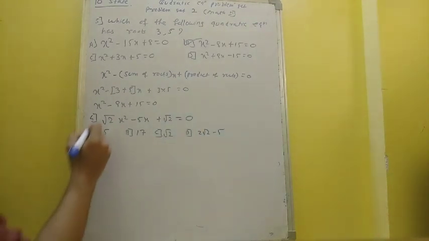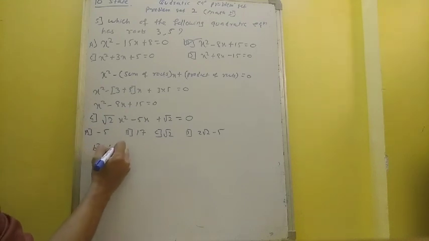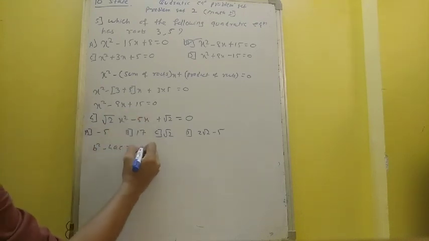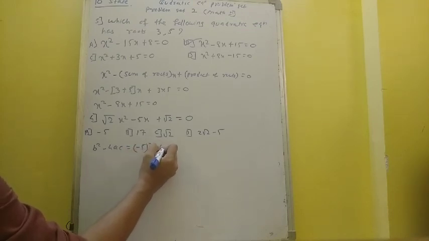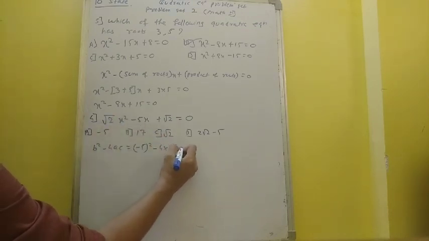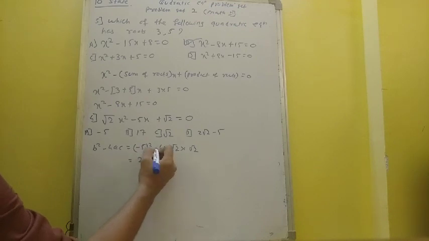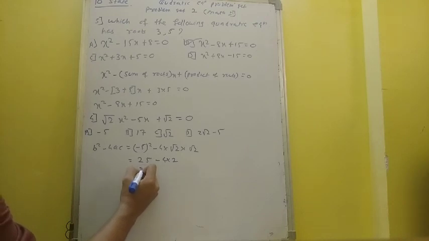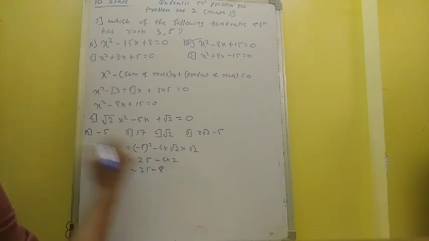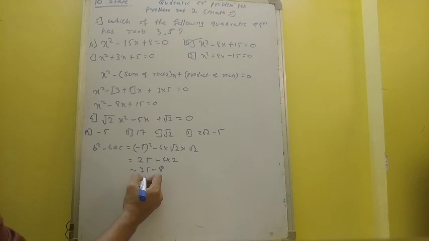Okay, so let's see. So b square minus 4ac. What is b? It is minus 5 square minus 4 into a is root 2 and c is also root 2. Square root of 5 square is 25 minus 4 as it is 2 root 2 into root 2 is 2. 25 minus 8 and 25 minus 8 is 17. Okay, do we have 17? Yes, it is option B.